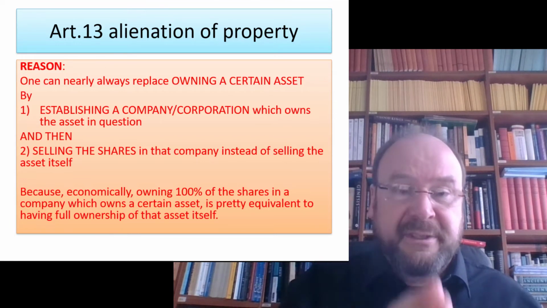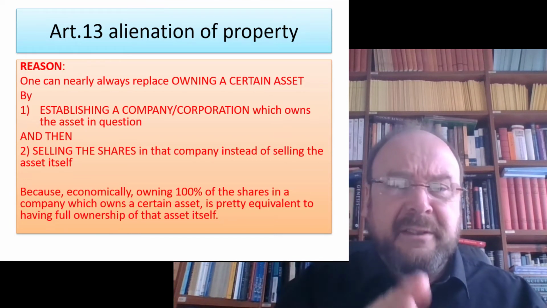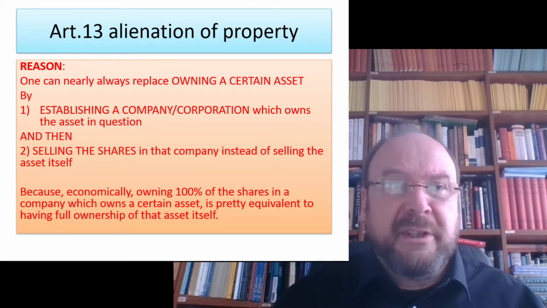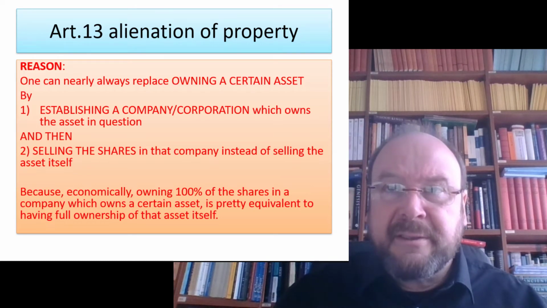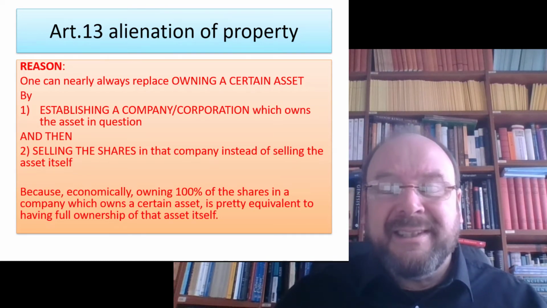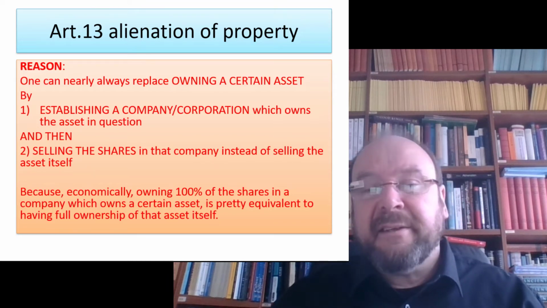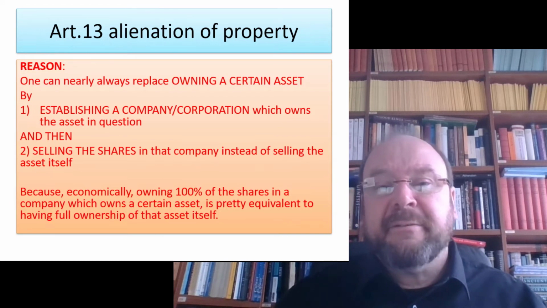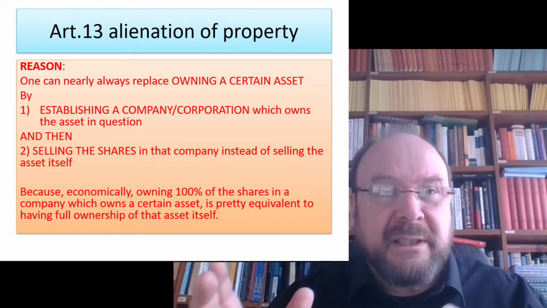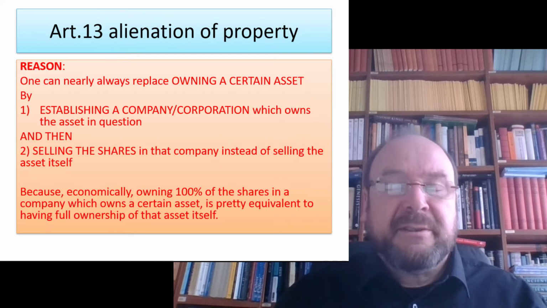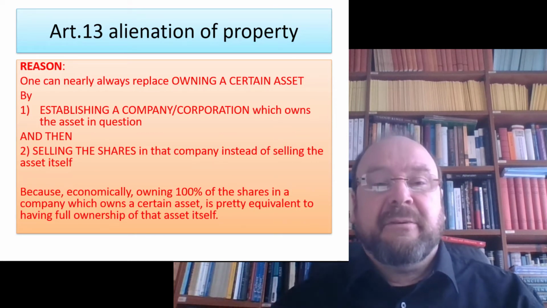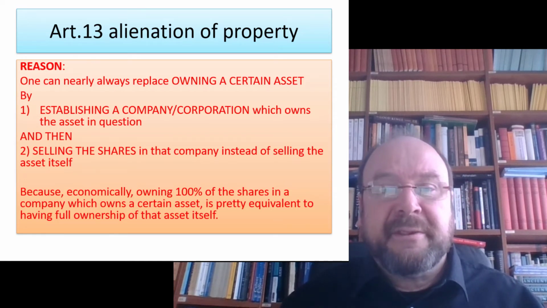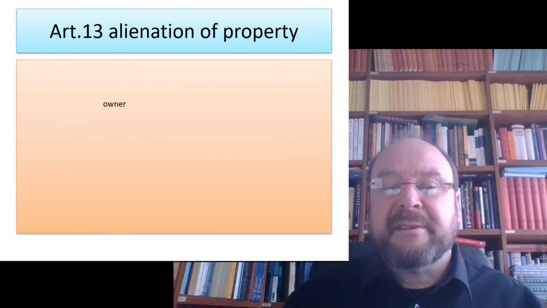owning something yourself, whichever asset it may be, or having a company whose only asset, in the extreme case constellation, is that asset, and then selling the shares in that company. So 100% of the shares in a company which has 100% of the rights in a certain asset gives you 100% of the rights in that asset. So that's perfectly equivalent, but the rules are different here, and that is interesting.